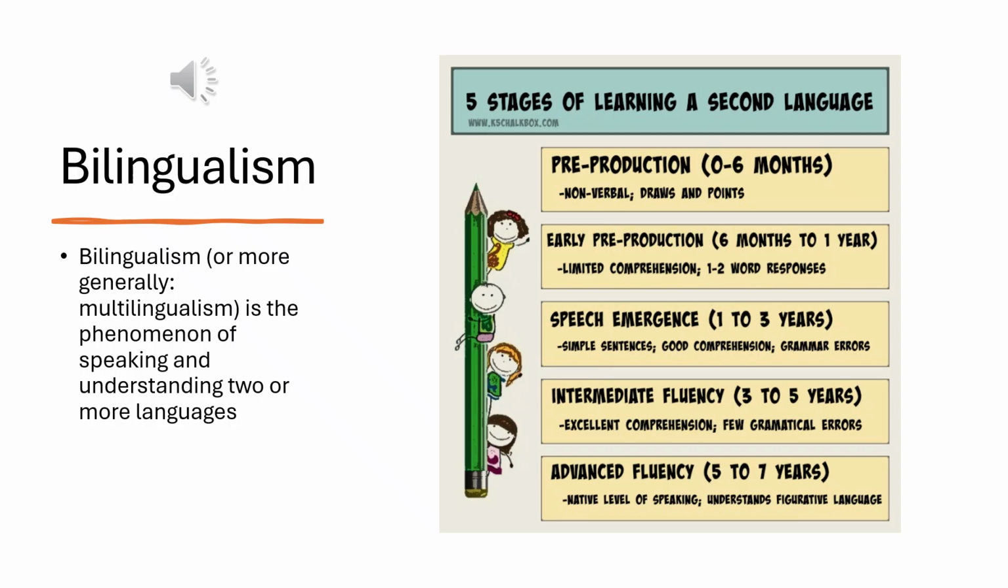Then it can take up to 3 more years to have good comprehension and start using simple sentences, and then maybe another 3 to 5 years to have excellent comprehension and not very many grammatical errors. And then on top of that, having advanced fluency where you look like a native speaker. So if we're bringing children into schools and we expect them to be fully ready to go with a second language in a couple years, it could potentially take all the way through elementary school and beyond to really be proficient in that second language or that additional language.